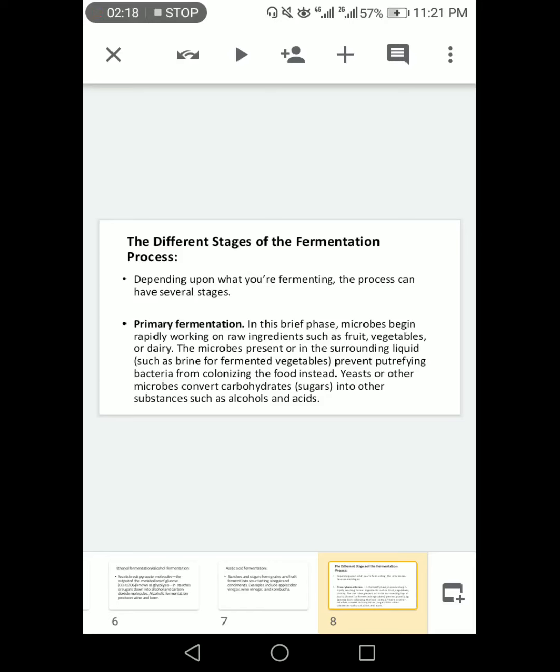First, primary fermentation. In this brief phase, microbes begin rapidly working on raw ingredients such as fruit, vegetables, or dairy. The microbes present, or the surrounding liquids such as brine for fermented vegetables, prevent putrefying bacteria from colonizing the food. Instead, yeast or other microbes convert carbohydrates or sugars into other substances such as alcohols and acids.